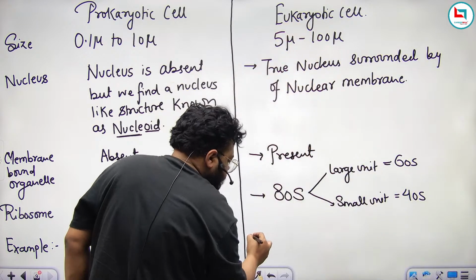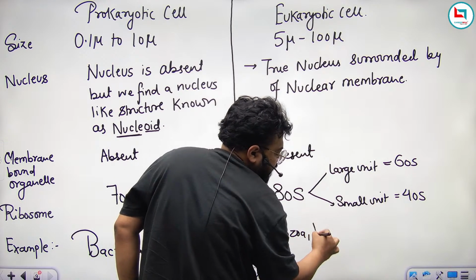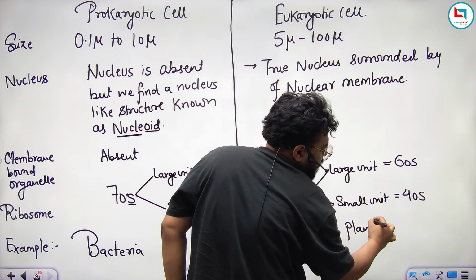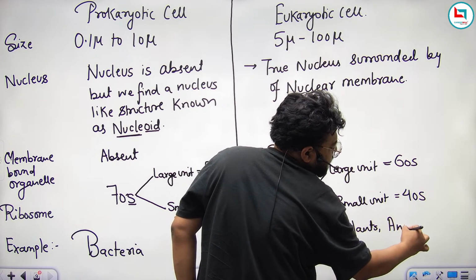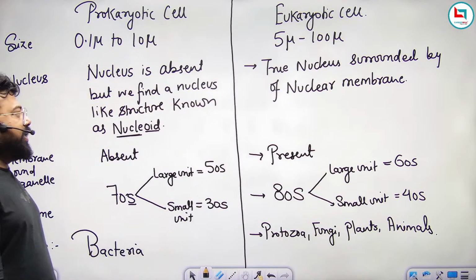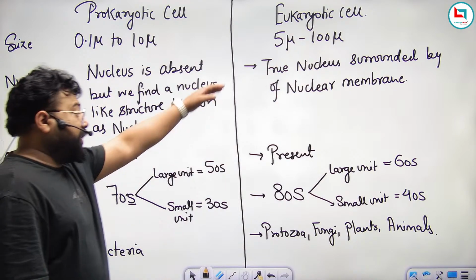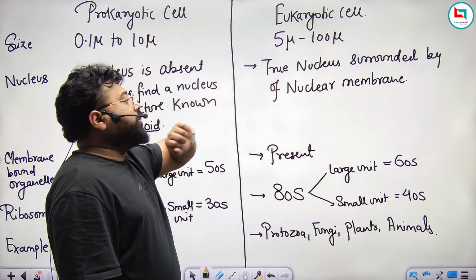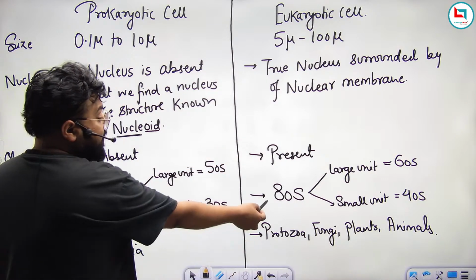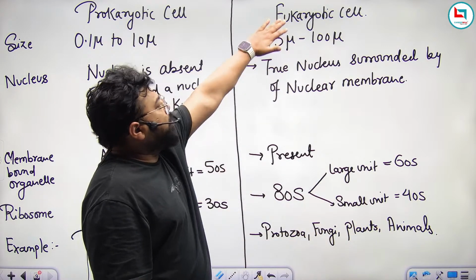While protozoa like amoeba, paramecium, fungus, plants and animals, these are eukaryotic cells, means their size is around 5 micrometer to 100 micrometer. They have true nucleus surrounded by nuclear membrane. They have membrane bound organelles. They have 80S ribosome. All these organisms show these common features.